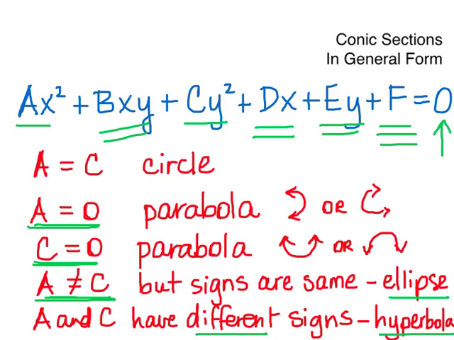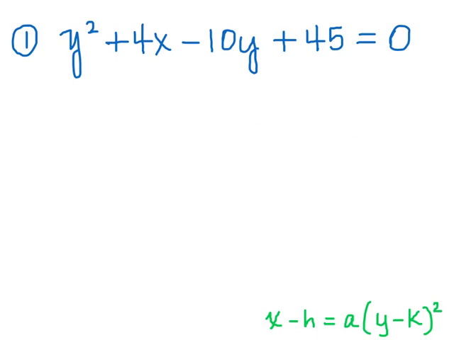So that's kind of the general overview of the general form of a conic section. So here's our first example. You look at what terms you have in general form and decide what kind of shape this is. And we know right off the bat that there is a y squared but there is no x squared. So this has to be a type of parabola.